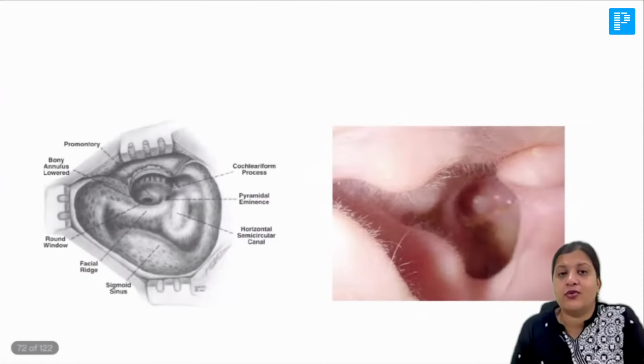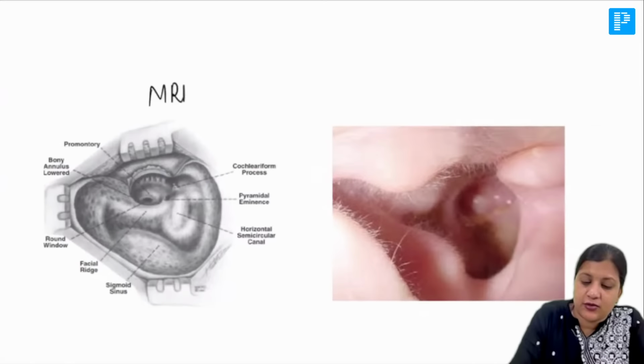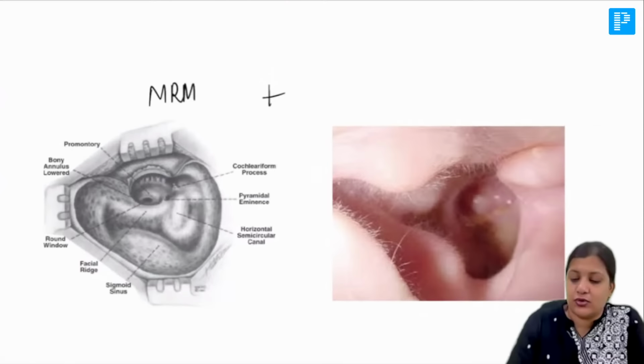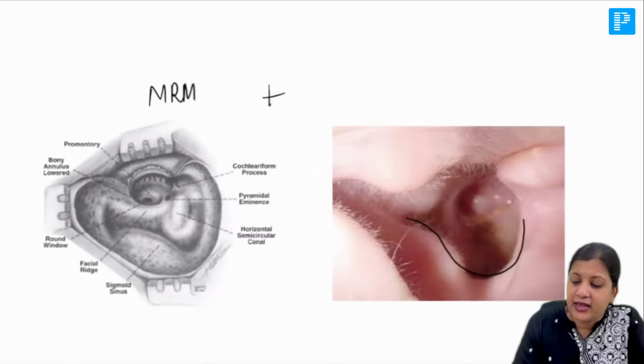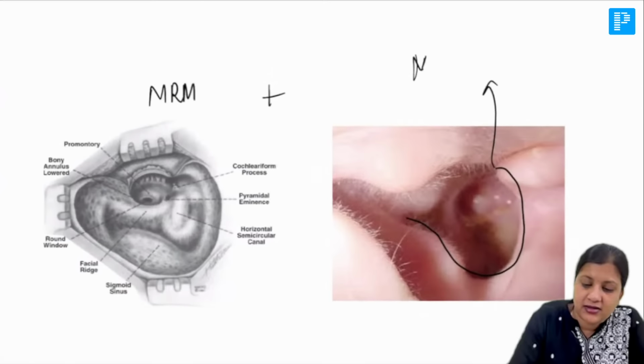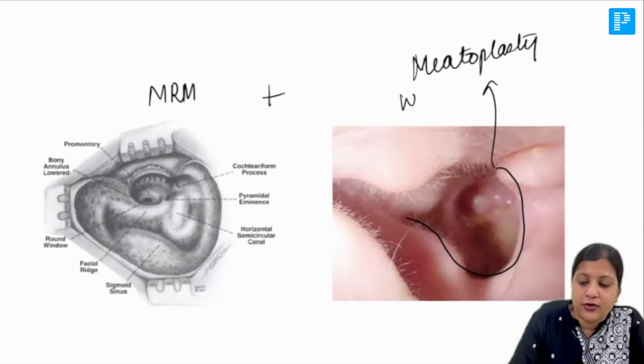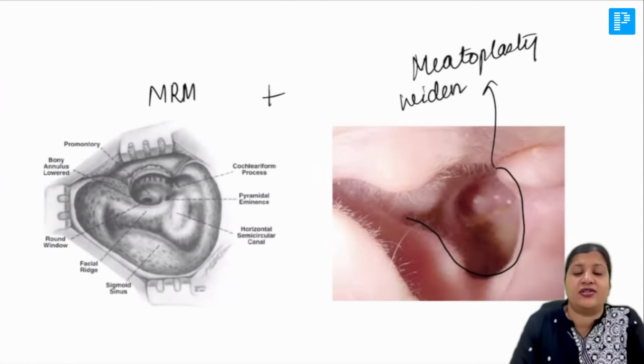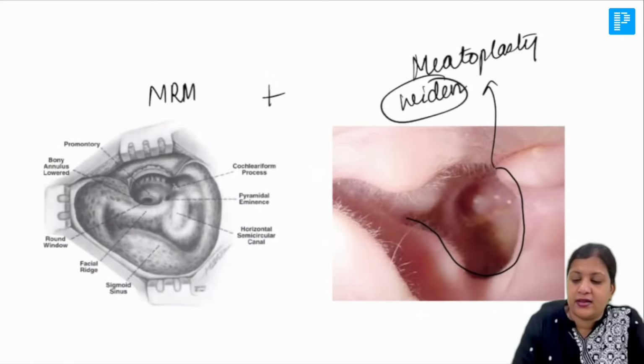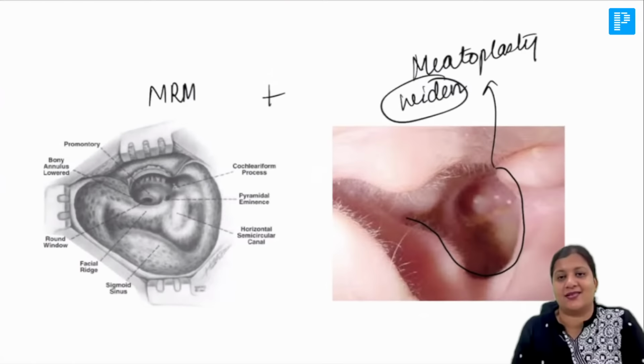And whenever you do this MRM, this MCQ has come. What surgery should you do? You have to widen the external auditory meatus, which is called as meatoplasty. So meatoplasty is done for all patients with MRM where you widen the external auditory meatus.